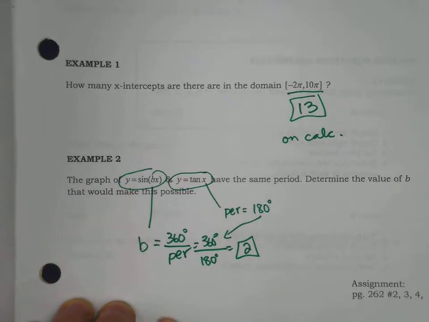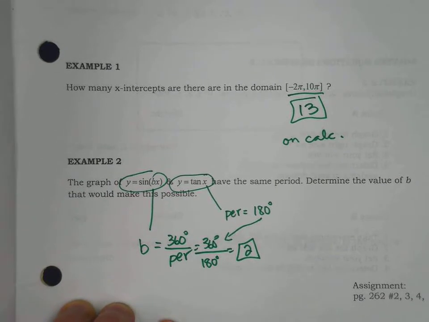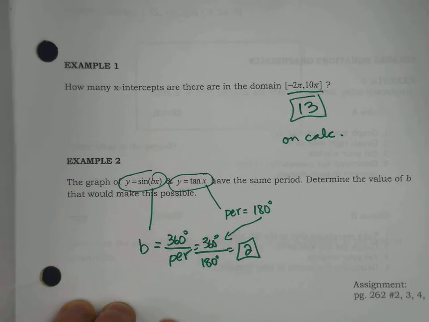That is the end of your tangent graph. Be sure to understand your characteristics, your period changes, and that there are some strange asymptotic shapes. Good luck.